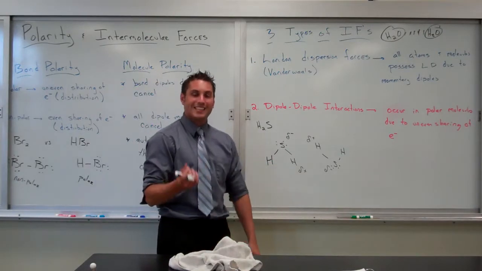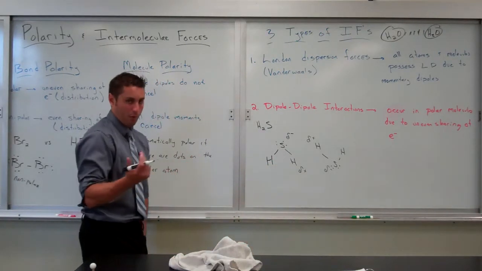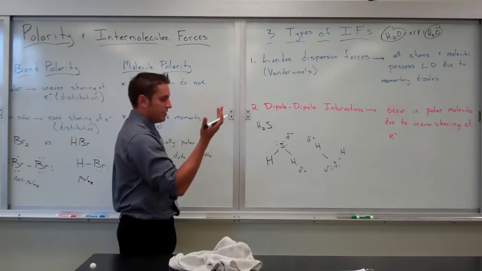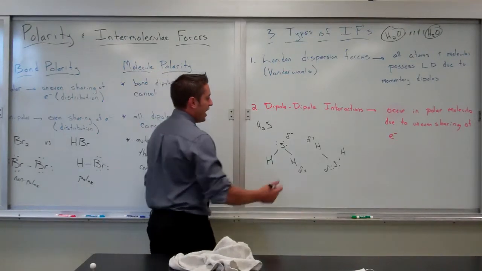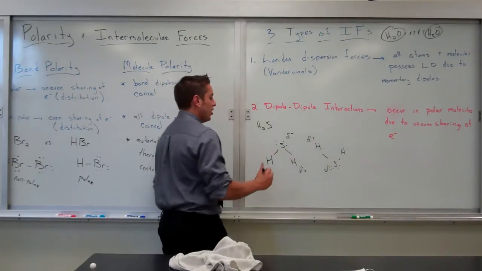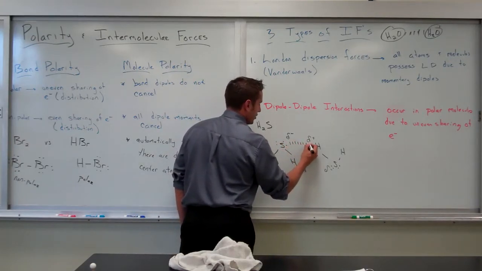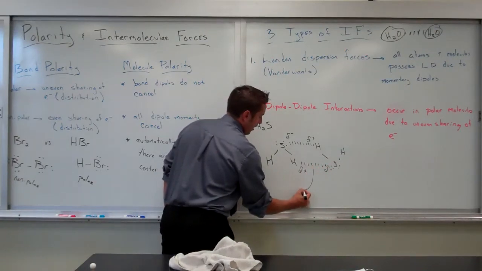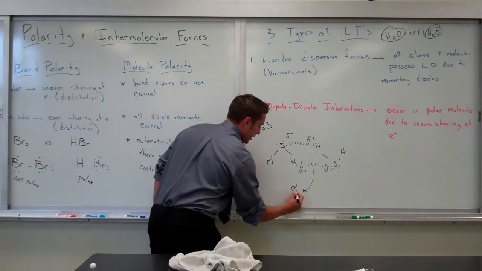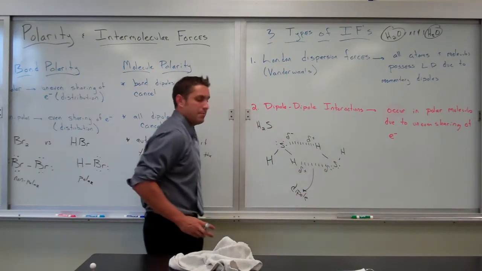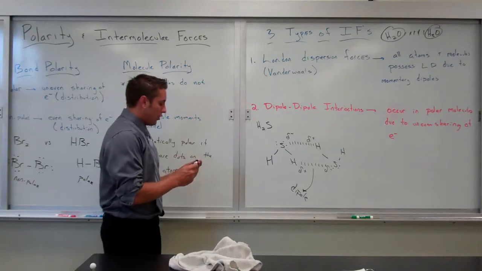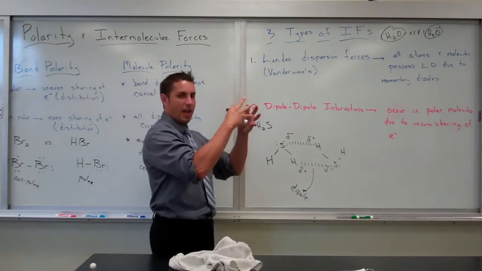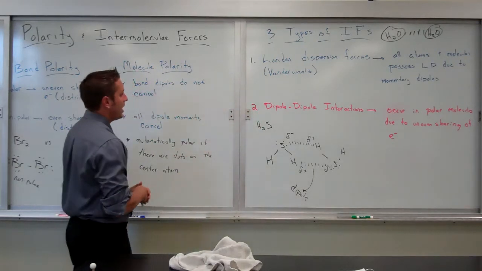And don't get thrown off by that symbol. That's a lowercase Greek delta. That is just the symbol for partially. So delta plus means partially positive. Delta minus means partially negative. And what you'll see happens is we have opposite charges getting close to each other, and opposite charges attract. That attraction force is what we refer to as a dipole-dipole interaction. So whenever two molecules that are both polar get close to each other, their positive ends line up with the negative ends and create forces of attraction that make them want to stay close to one another.